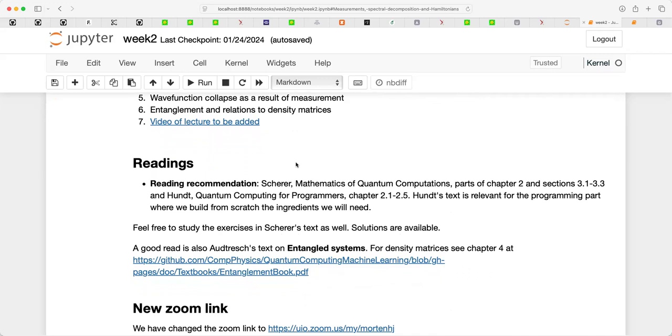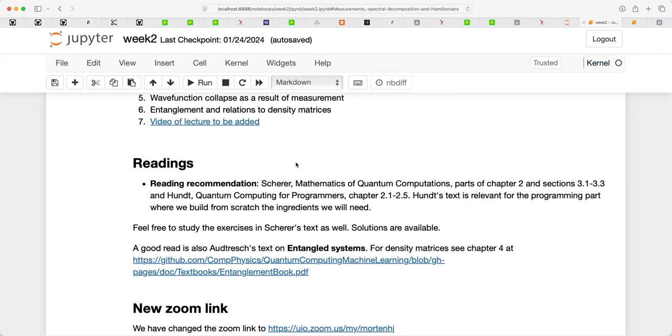Now, when it comes to reading, I have a set of textbooks which I often use. So the book by Scherer is a more mathematically inspired textbook. So for those of you who want to dig more into the mathematics of some of the basic quantum mechanics, this is a pretty useful book. It also has lots of exercises with solutions, and you can download it for free. The topics which I'm covering are a little bit scattered, a little bit here and there, in both chapter 2 and chapter 3.